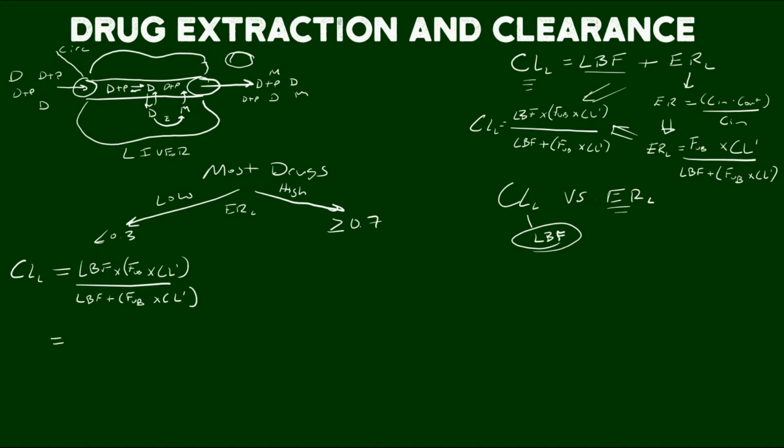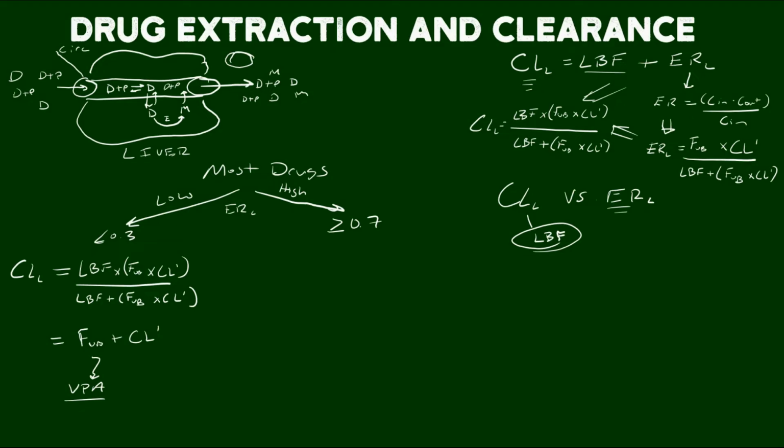And the answer is that for the clearance of the liver for a low extraction drug, it is entirely dependent on the fraction unbound in the blood and the intrinsic clearance. And why is that? Because the extraction is so low that it's really only dependent on how much free drug there is in the blood and the intrinsic clearance of the drug itself. It is not dependent on the liver blood flow. We could increase the liver blood flow as much as we want, but the extraction ratio is so limited that it will not make a difference. So an example of a drug like this is something like valproic acid.